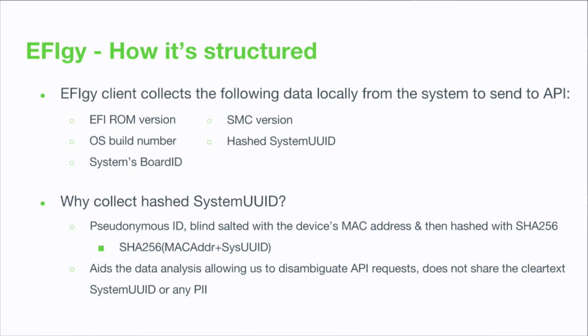And then we also include a hashed system UUID tag. We wanted to call this out because people can sometimes get a little bit nervous about sys UUID because it uniquely identifies a hardware platform. We wanted to do this so we could aid analysis on the back end, so we could see repeat people calling the API and disambiguate them. So we essentially blind hashed the system UUID. We take the system's MAC address, we concatenate it with the system UUID, and then we SHA-256 it. This means that we're going to get unique values so we can disambiguate the data on the back end, but we have no visibility to either the secret salt that's used or to the UUID. So it's pseudonymous, and this enables our data analysis but doesn't infringe any PII or any identifiable information.